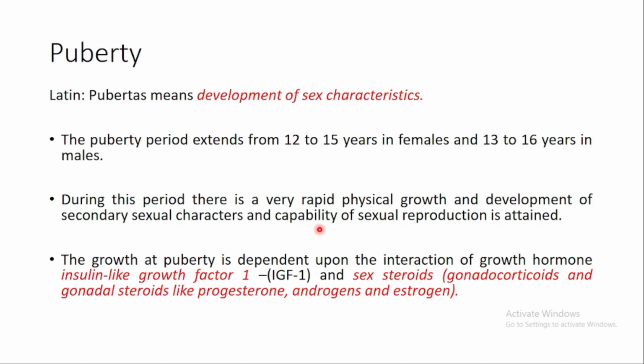Looking at puberty, which is a period from 12 to 15 years in females and about 13 to 16 years in males, it is a period in which there is development of sex characteristics. And during this period, a very rapid physical growth and development of secondary sexual characteristics happen, and the capability of sexual reproduction is attained. The growth at puberty is dependent upon the interaction of the growth hormone, insulin-like growth factor 1, and sex steroids. Sex steroids include the gonadocorticoids and gonadosteroids like progesterone, androgens, and estrogen.